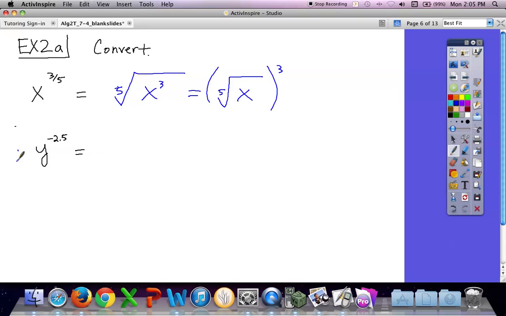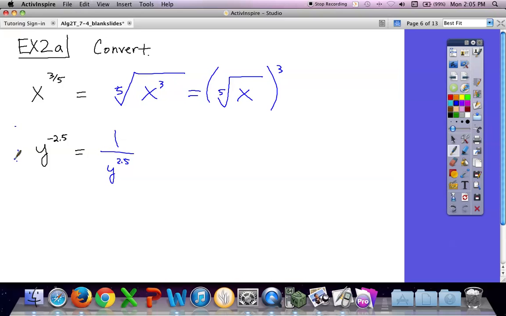Yeah, flip it to the other side of the fraction. This is in the numerator. That means in the denominator, it would be y to the positive 2.5. That's one of our properties of exponents. Okay, so we don't want to show negative exponents. So we're definitely going to take that step.